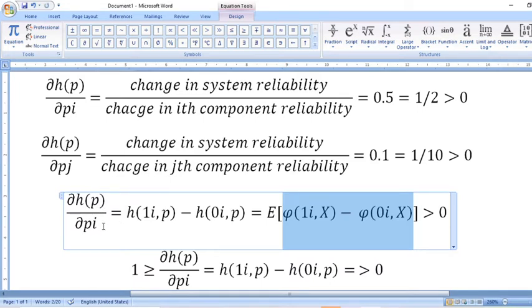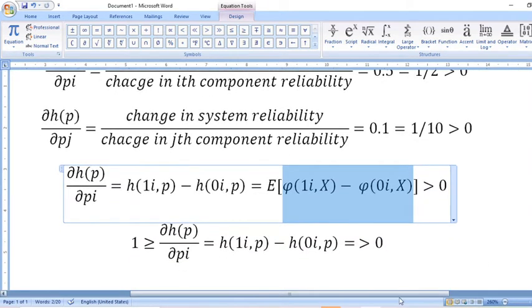From the previous result, we know that ∂h/∂pi is equal to this, and the possible values of this difference are 0 and 1. So the expectation will be 1 into the probability of this being equal to 1 plus 0 into the probability of this being equal to 0. So it will be a probability, and the maximum value of a probability is 1. So we put 1 here: 1 ≥ ∂h/∂pi > 0. Okay, so that is the result.